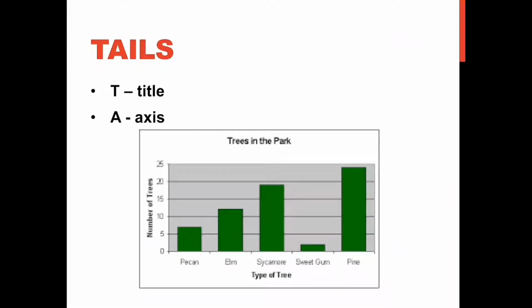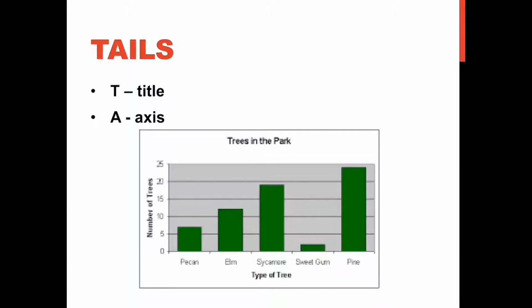The next we're going to talk about is axes. So this is making sure that you're putting the right information on the right axes. So with this bar graph, they're putting the type of tree on the X and the number of trees on the Y. If you were to flip them backwards, it would be a sideways bar graph, and in this class, we will not create any of those.